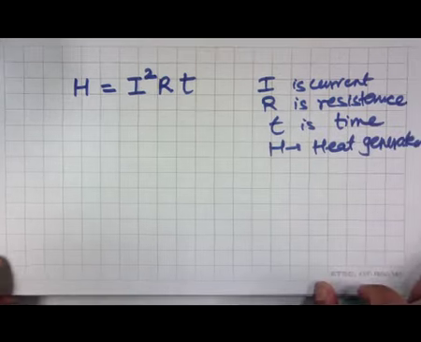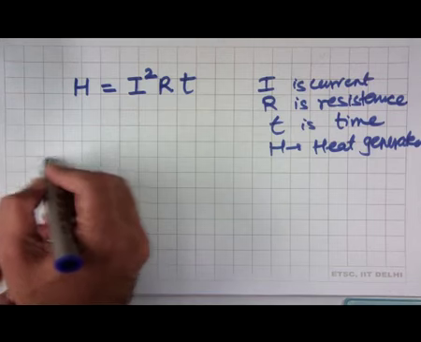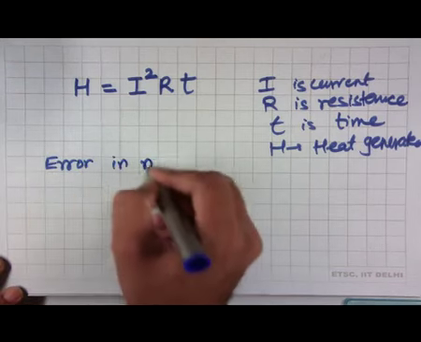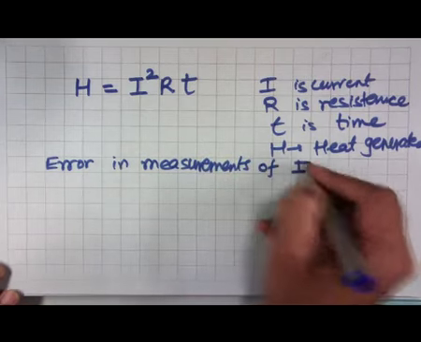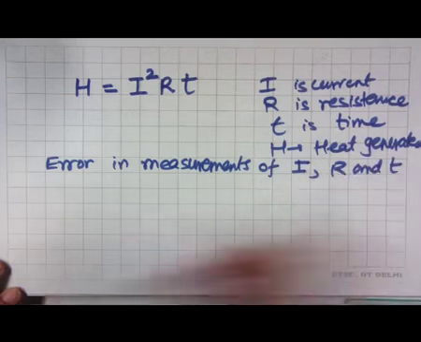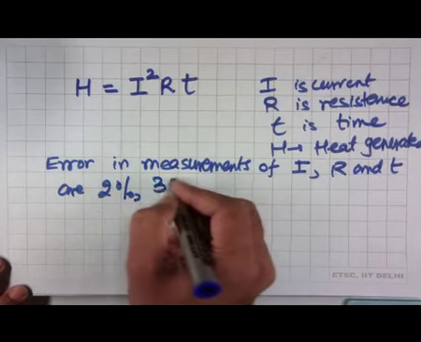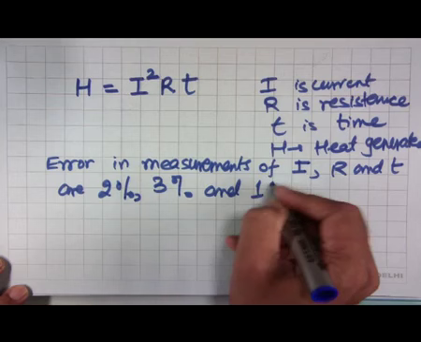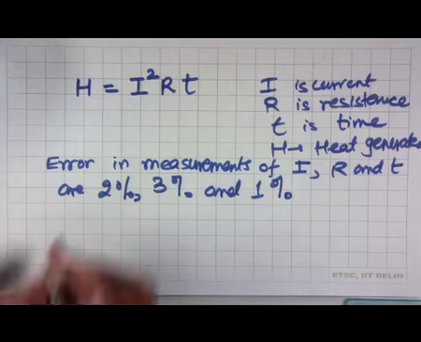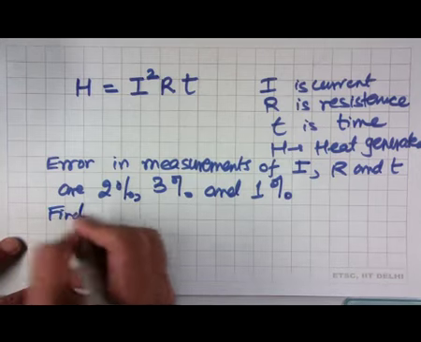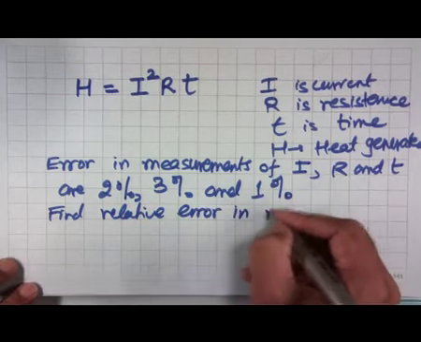So, here now if we want to find out the error, it is given to us that the errors in measurement of I, R and T are 2%, 3% and 1%. Relative errors in measurement of I, R and T are given to us, and we want to find the relative error in the measurement of the heat generated.